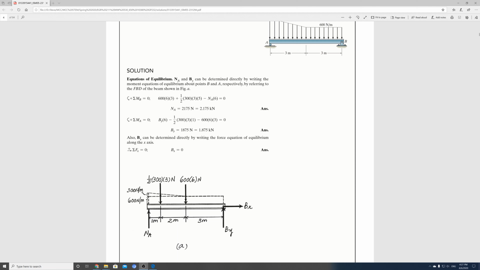And that's pretty much it for this problem. But like I said, you could have done it with another equation. You could have done the summation of forces in Y, which you can always use to check your work if you wanted to. Because what you recognize is that N_A is 2.175 kilonewtons and B_Y is 1.875 kilonewtons. And notice that these both are positive, so they're telling us, yes, we drew them in the right direction.